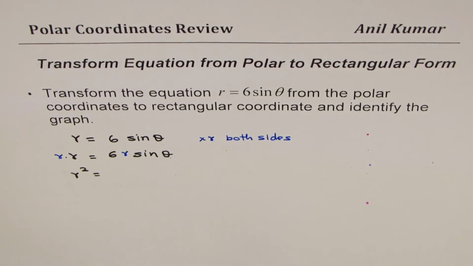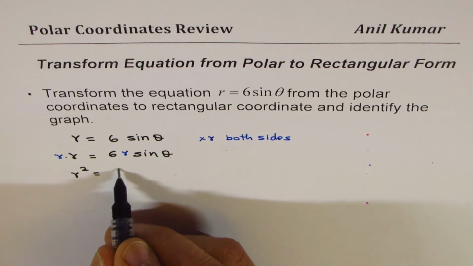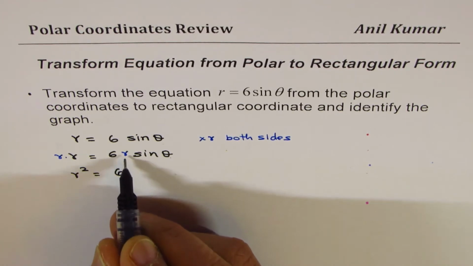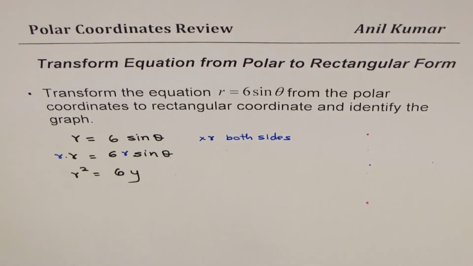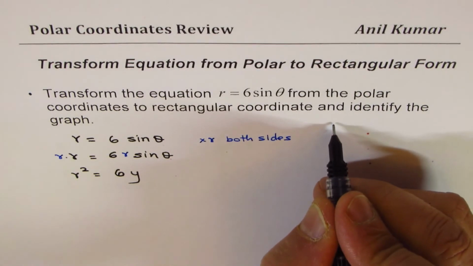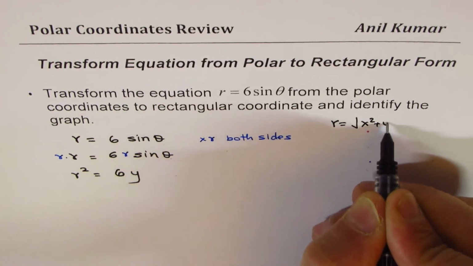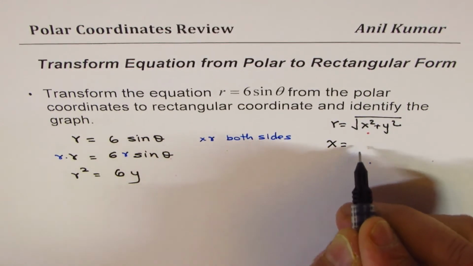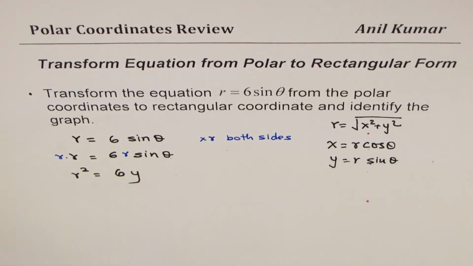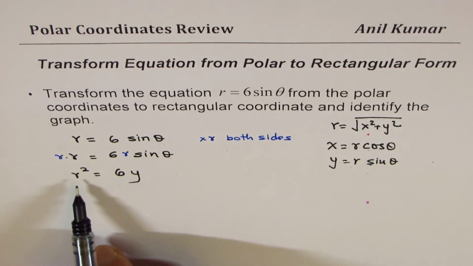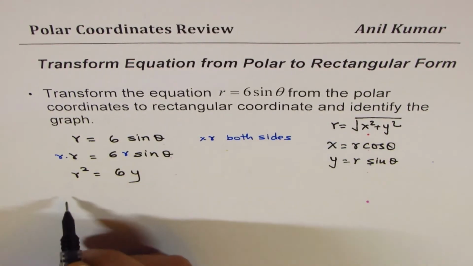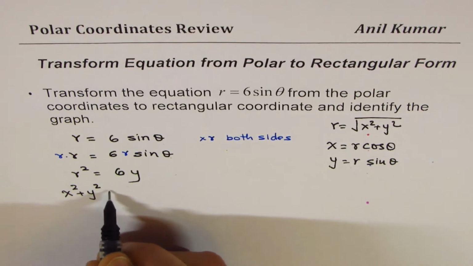Now what is r sine theta? It is y, correct? So we can write this side as just y. Since you know the conversions, we know r is equal to the square root of x squared plus y squared, and we know x is r cos theta and y is r sine theta. So r squared is x squared plus y squared, and I could write this as x squared plus y squared equals 6y.